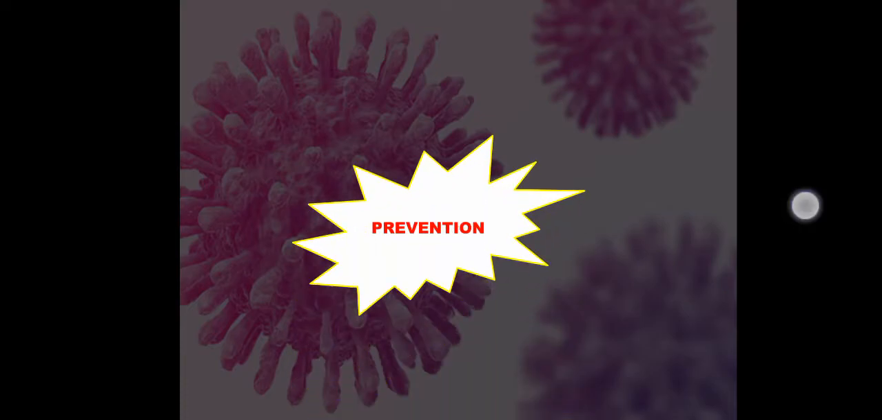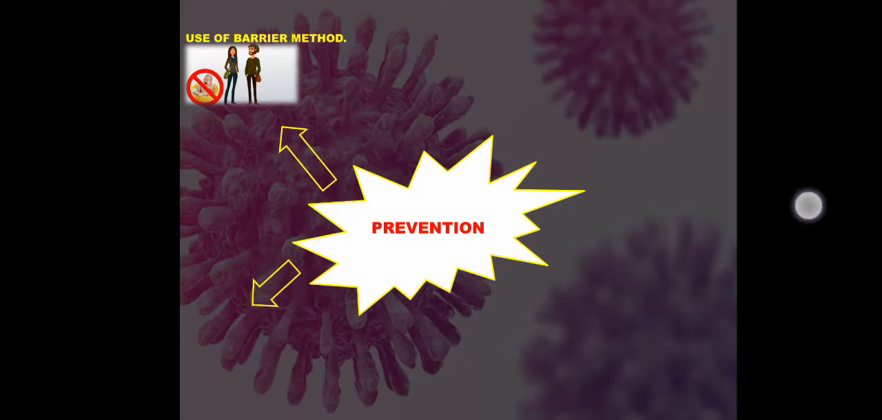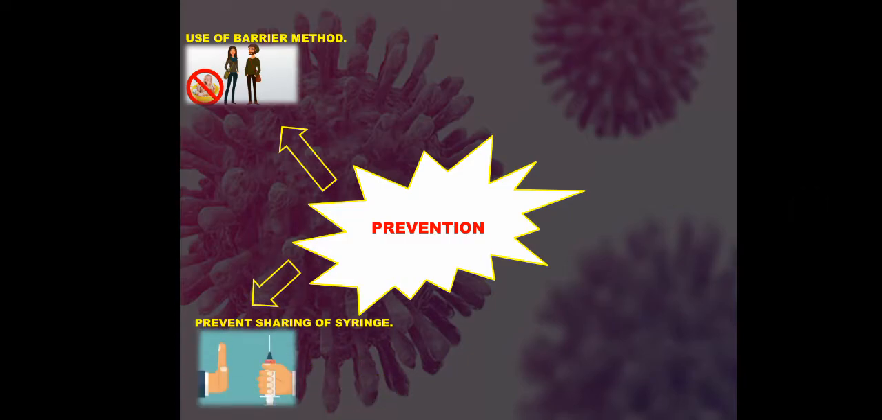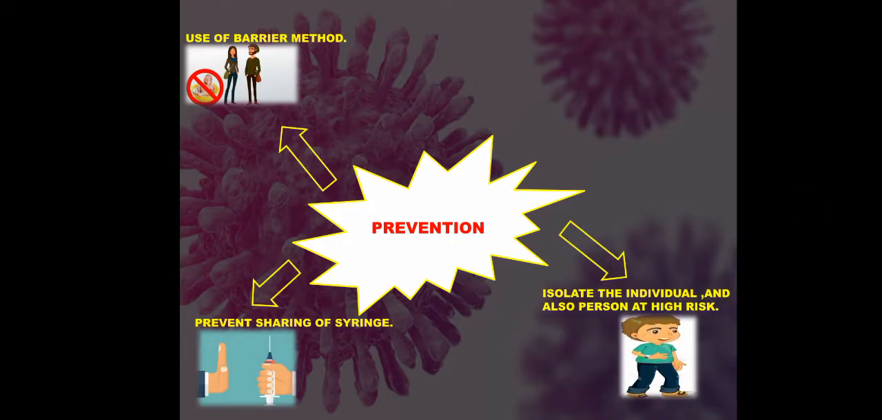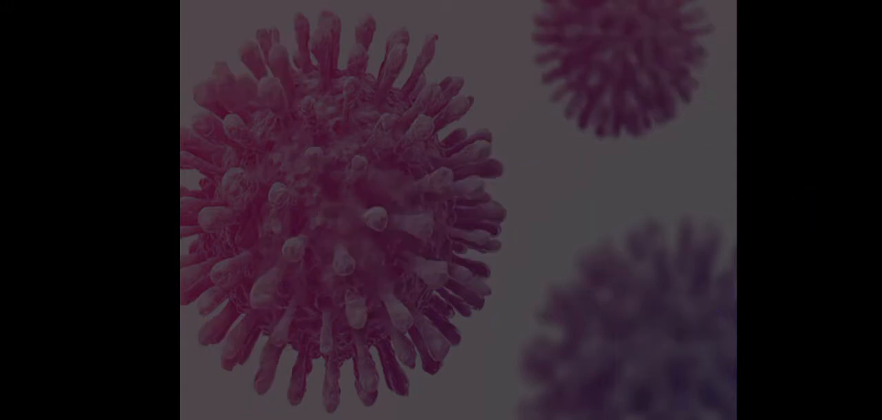Coming to the next heading, that is prevention. So how would you prevent it? The prevention is done with the help of using the barrier method, and the second one is to prevent the sharing of needles, which leads to blood contamination. The next one would be to isolate the individual and also the person with HIV who is at a higher risk, and the last one would be to prevent contamination of blood and blood products. So these are the four preventive measures: usage of barrier methods, preventing sharing of syringes, isolating the individual and the person at higher risk, and preventing the contamination of blood and blood products.